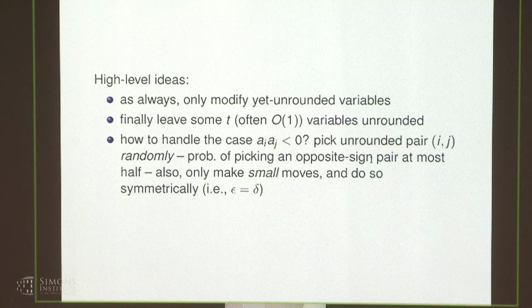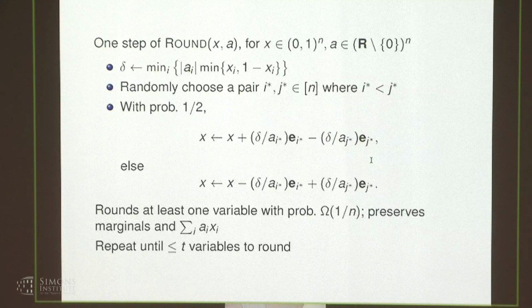So let's make this a little more precise now. The algorithm is as follows. Once again, in the first line you see that the vector x, without loss of generality, has all entries strictly between 0 and 1. And you have this weight vector a, which doesn't have any zeros. If there are zeros, then you can just round those coordinates independently. So you can assume without loss of generality that no a_i is 0, but otherwise they can be of mixed signs. Now, let delta be a certain term.